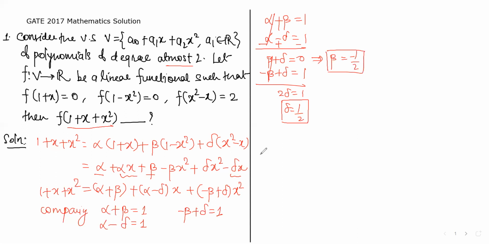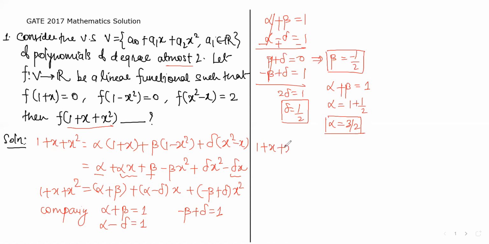Now use one more condition to find out alpha. So alpha plus beta equals 1, so alpha will be 1 plus half, so alpha will be 3 over 2. I found alpha, beta, and delta. I'll substitute in this equation, not formula.